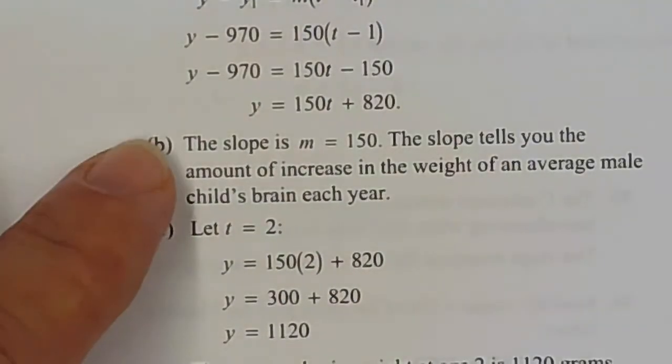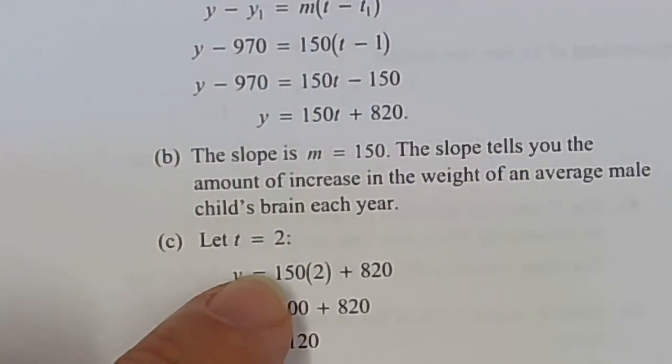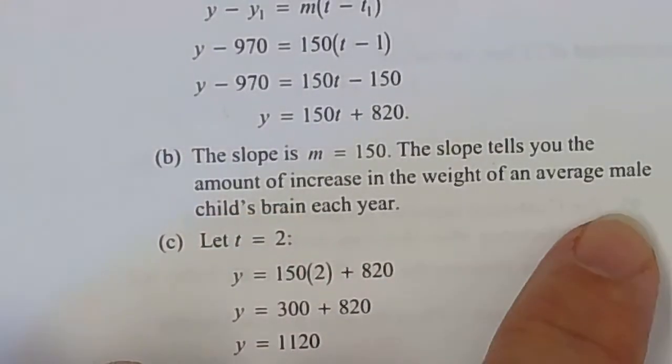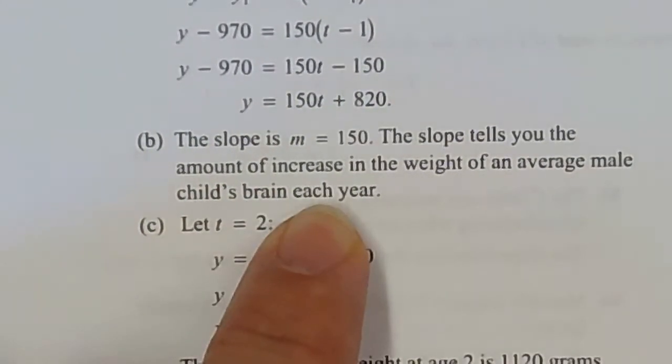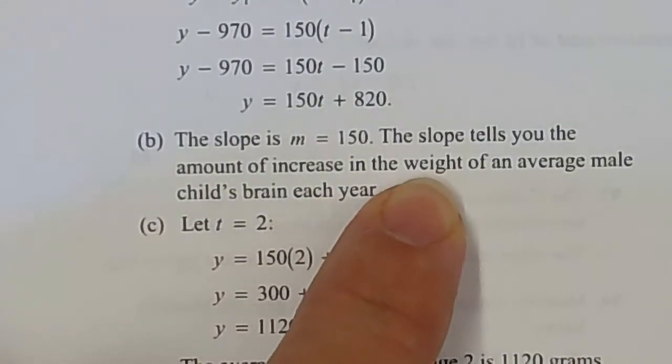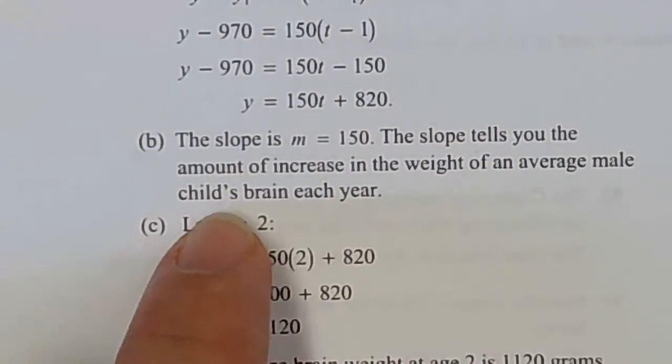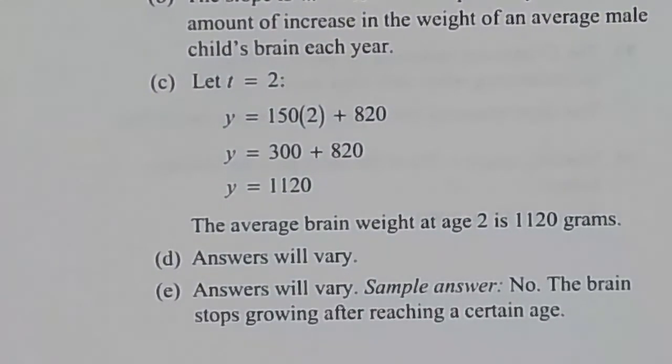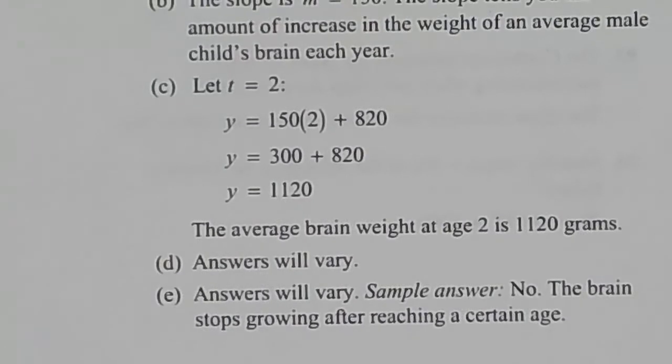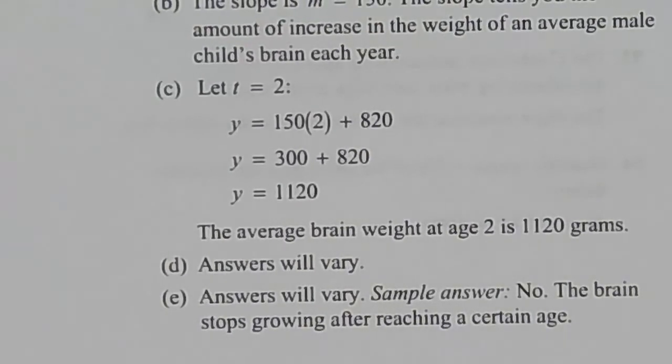Okay, B, interpret the slope. What does 150 mean? For every 1 year that passes, that's the increase of weight of an average male child's brain. Okay, and C is 1,120. Okay.